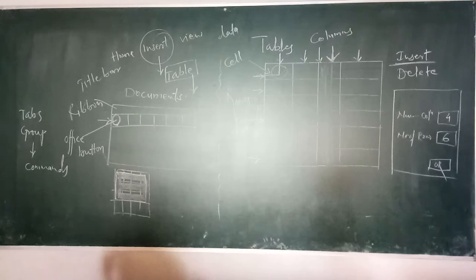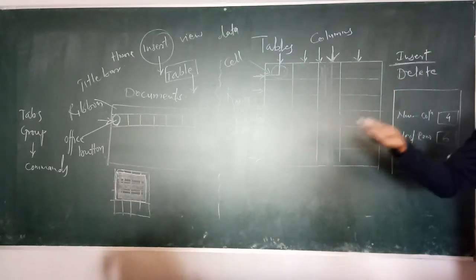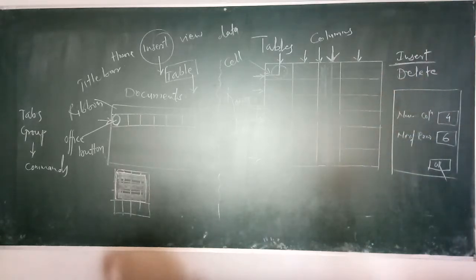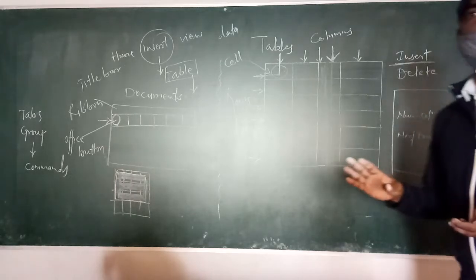So how many columns will remain then? 3. Understood? Yes. In the same way you can delete rows from the table. Understood everyone? How to add a column and how to remove a column from the tables.